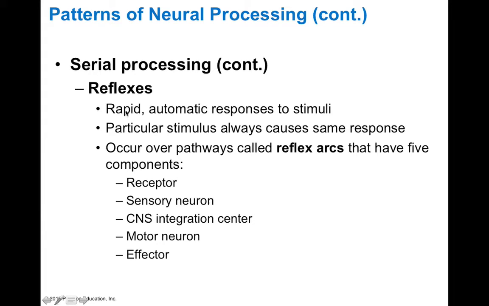Now, reflexes are rapid, automatic responses to stimuli, and they occur in an all or none process. Once you stimulate a reflex, it should complete. A particular stimulus always causes the same response, so that's why we say that these reflexes are stereotyped, because they produce the same response every time. They occur over pathways, which we call reflex arcs, which have these five essential components. We've got receptors, sensory neurons, the integration center, motor neuron, and the effector.